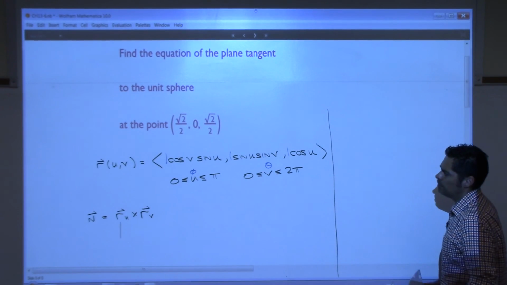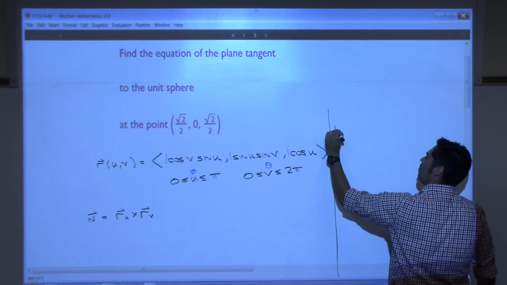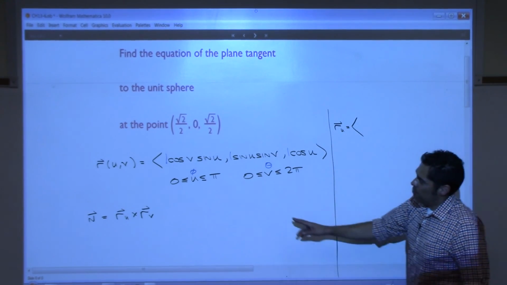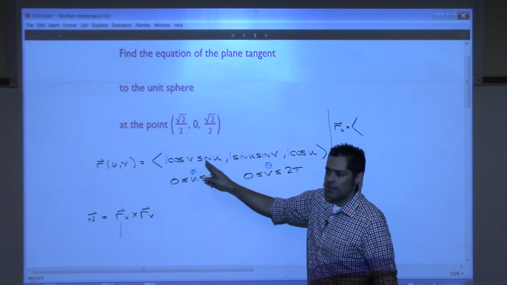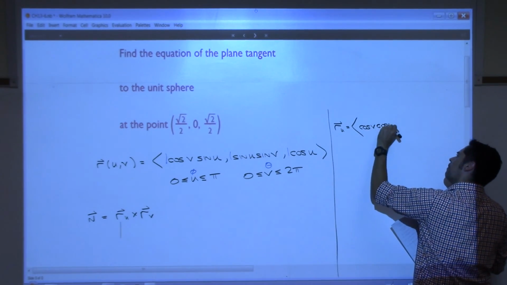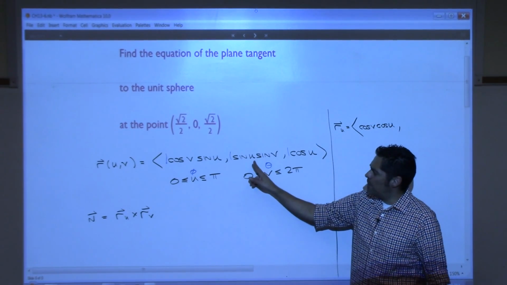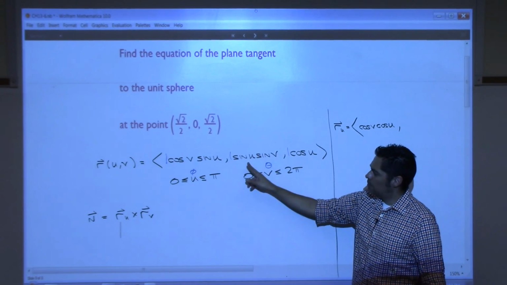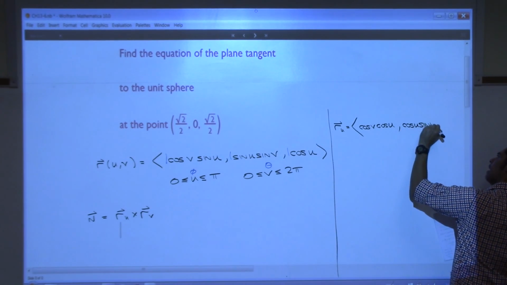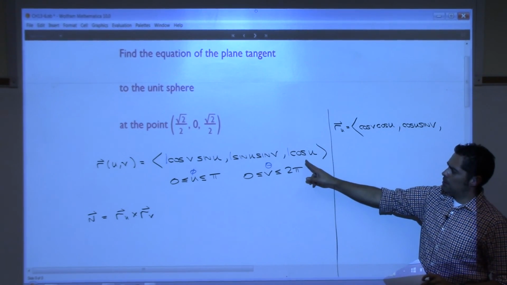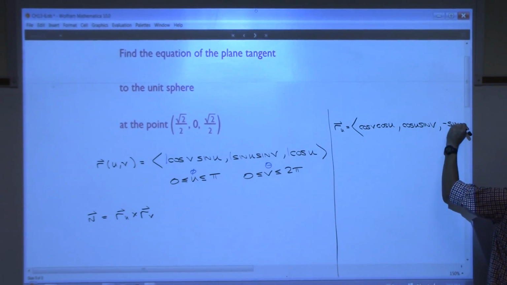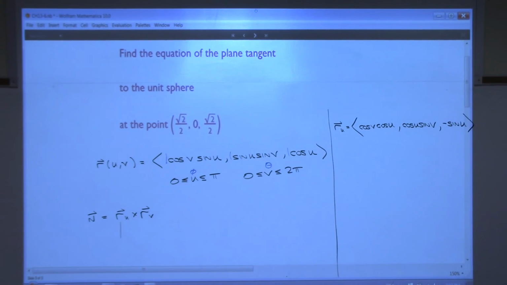Well, maybe I'll do it all. See how bad these look. What's the partial of r with respect to u? Cosine v, cosine u. Partial with respect to u, cosine u, sine v. And finally, with respect to u, negative sine u. All right, that's not so bad.